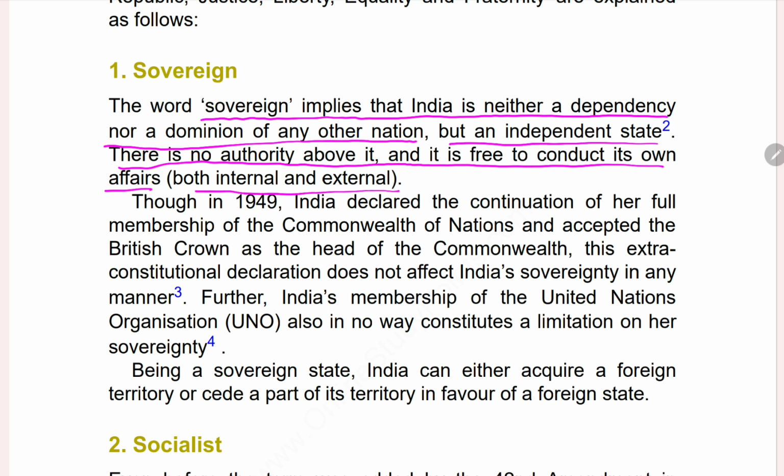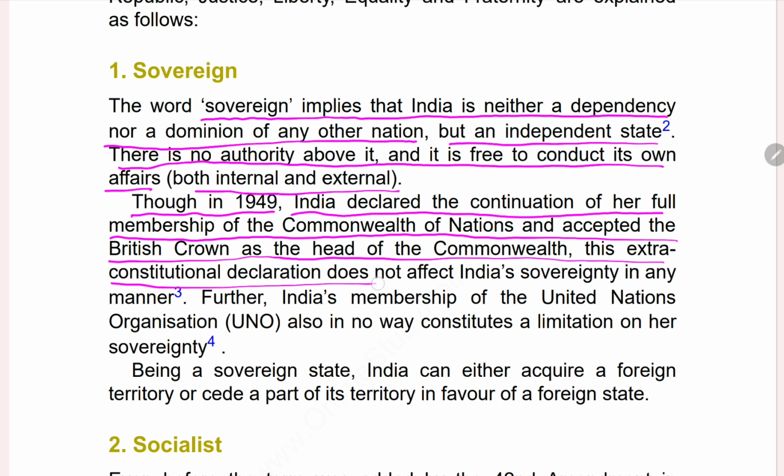If India wants to manage its internal affairs, India is free to do its own, and also the external politics, like the foreign affairs that we maintain, India is free to do so in its own way. Though in 1949, India declared the continuation of her full membership of the Commonwealth of Nations and accepted the British Crown as the head of the Commonwealth, this extra-constitutional declaration does not affect India's sovereignty in any manner.